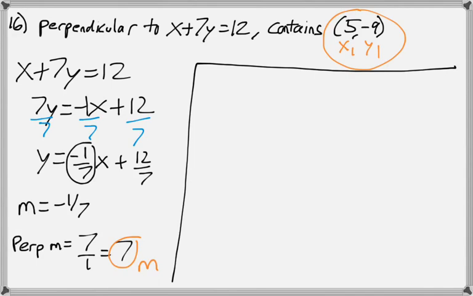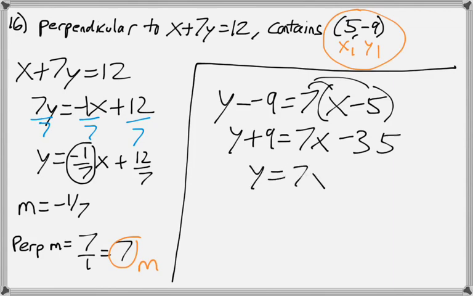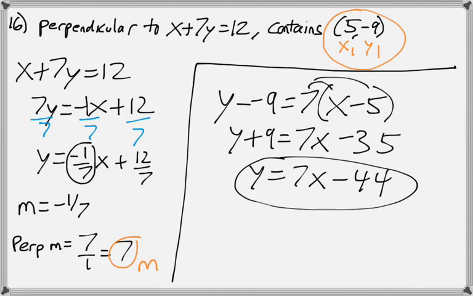So now I actually want to go to the point slope form. So it'll be y minus a negative 9 is equal to 7 times x minus 5. So I'm going to get rid of my double negatives and distribute. So this will be 7x minus 35. And then lastly, if I subtract 9 from both sides, I get y is equal to 7x minus 44. So that will be our line.